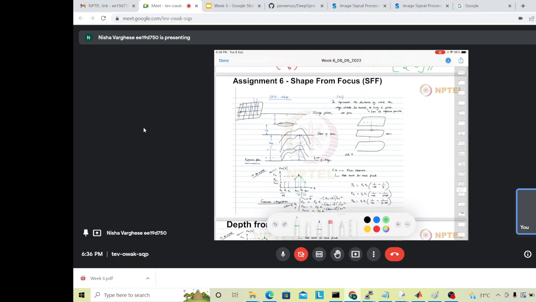So we have a number of images, like the image stack is here. From that we know the sharpness measure of every pixel at every image in the stack. Then from the sharpness measure you can find out the depth information. So that is what is in shape from focus. So from the image stack you have to take a single pixel like this. So at every position you have to find out the focus measure.